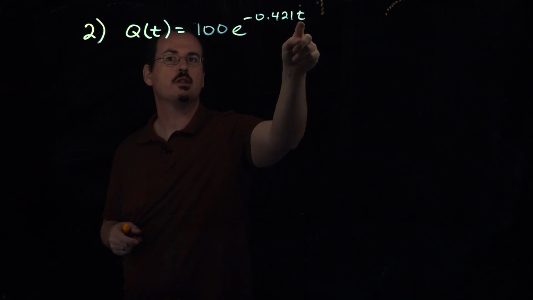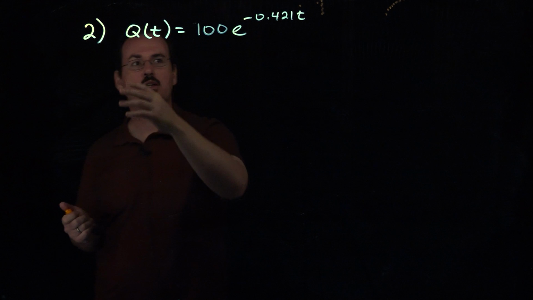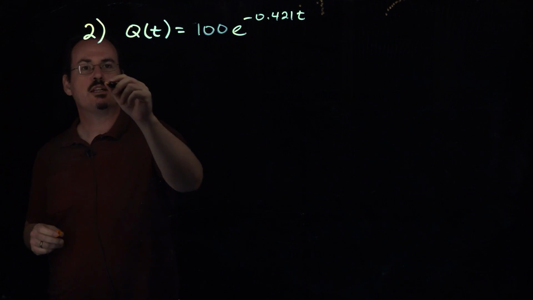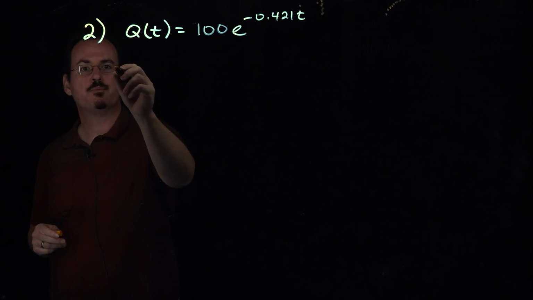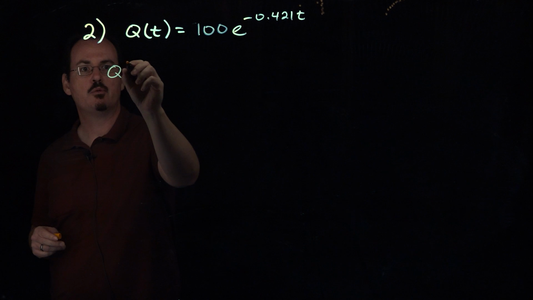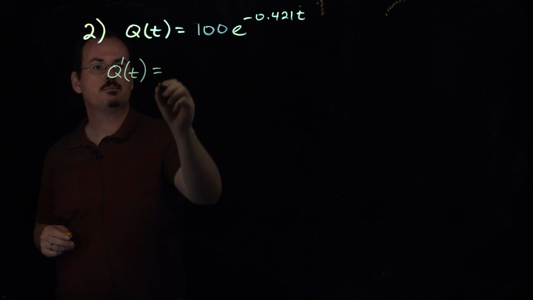Okay, so if you wanted to figure out how much of this quantity is left after 10 years, you plug in T, find Q of 10, and figure out what that is. All right, so the question actually is asking for the rate of change of this, so that's Q prime. Anytime you see the words rate of change or rate at which something is increasing or decreasing or something like that, you know you're looking for a derivative.